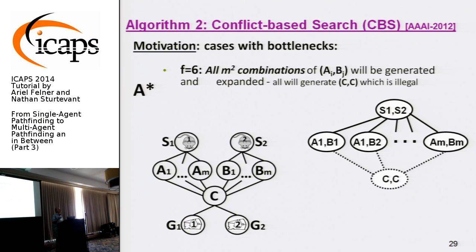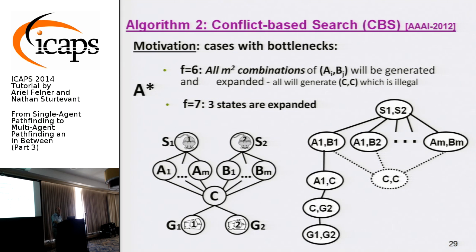So for F equals 6, A-star goes by F. For F equals 6, all M squared combinations of A_i, B_i will be generated and expanded, only to realize that there is no solution of length 6. So now A-star starts to look at nodes with F equals 7, only to see that there is a path here. But if I could identify that CC is a bottleneck and there is a conflict here, can I reduce the amount of the polynomial work that A-star does?